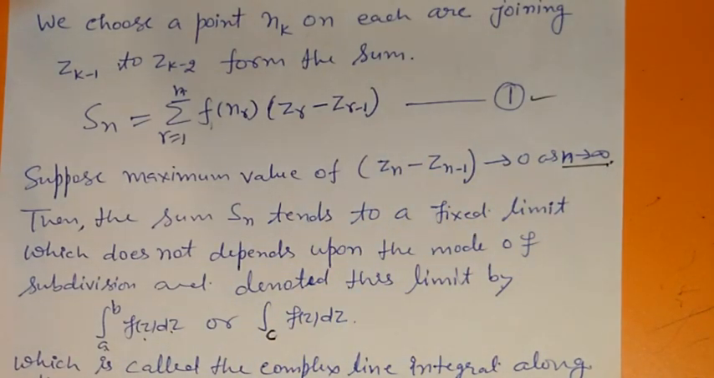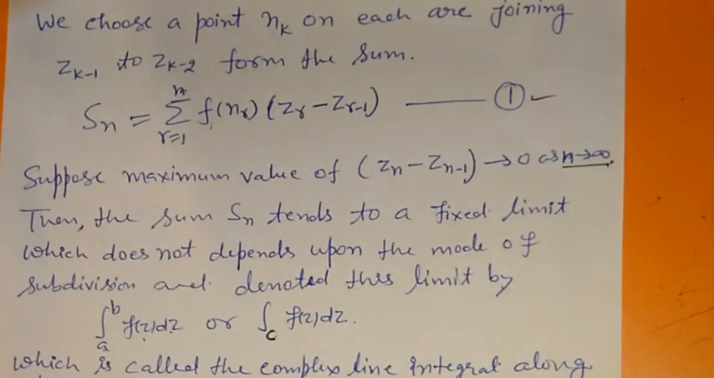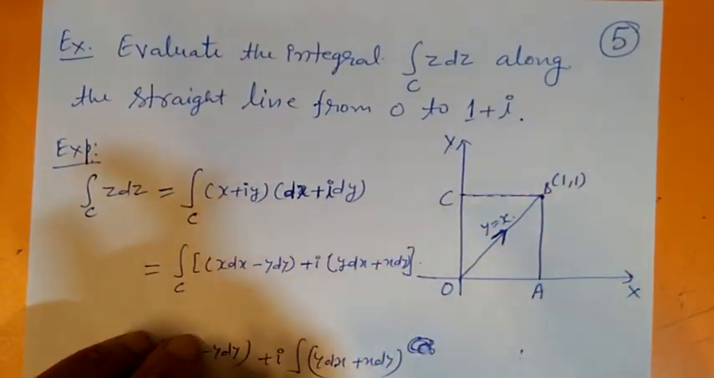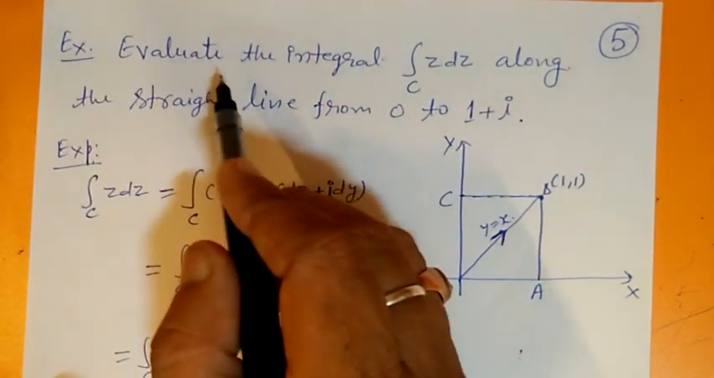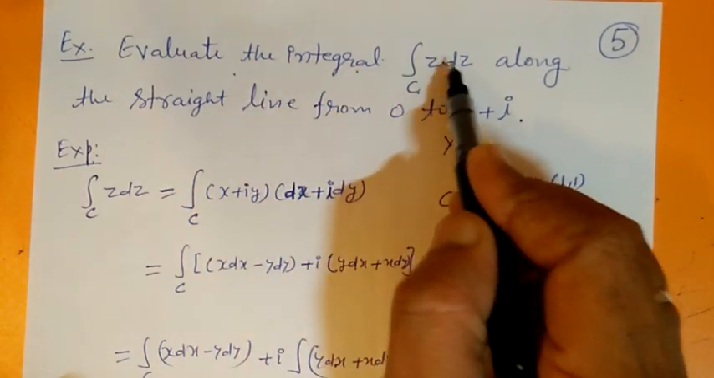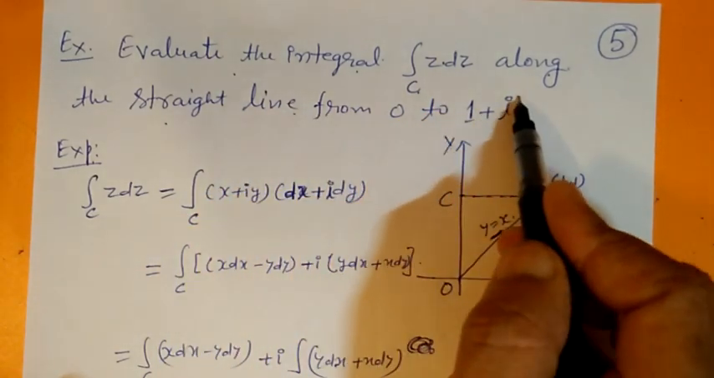Now here I will explain the detailed procedure of these contour integrals in the complex plane with the help of an example. So if we take a question: evaluate the integral along a curve C of z dz along the straight line from 0 to 1 plus i.